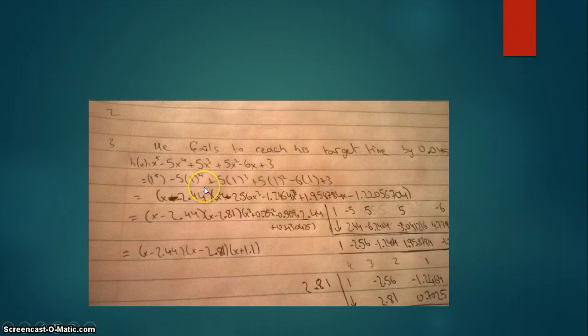Right after that, with 2.44 as my factor, I did synthetic division. I copied down the numbers like -5 from the equation, brought this down, added them, multiplied right here, and that gave me this. Then I added again and continued on. After this, I was left with x to the power of 4, 2.56 cubed, and continuing on.